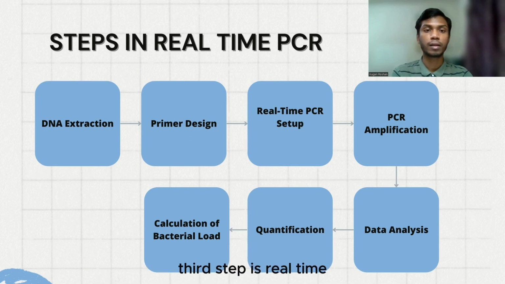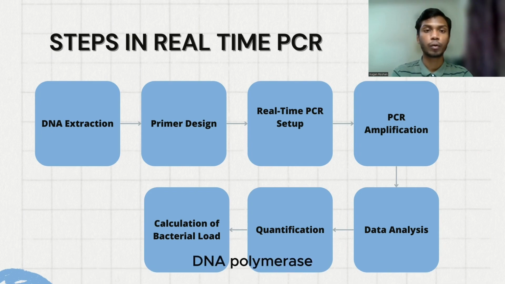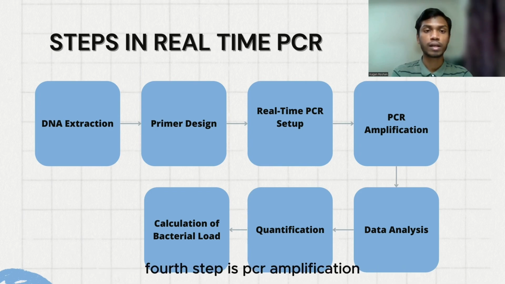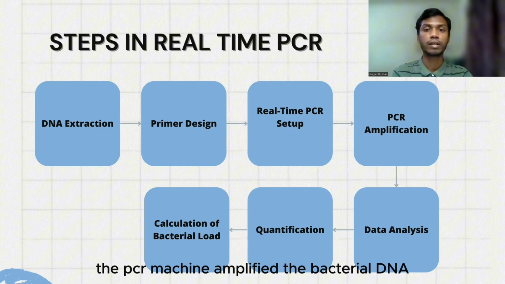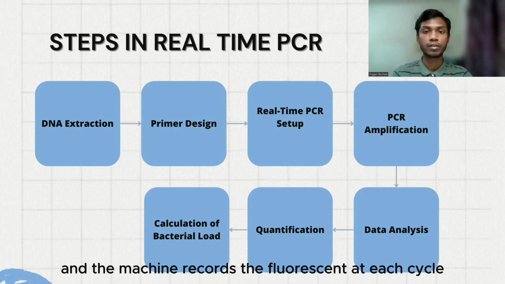Third step is real-time PCR setup. A real-time PCR reaction is set up with the extracted DNA, primers, DNA polymerase, nucleotide mix, and other necessary components. Fourth step is PCR amplification. The PCR machine amplifies the bacterial DNA present in the cake sample. As the reaction progresses, the fluorescence increases and the machine records the fluorescence at each cycle.